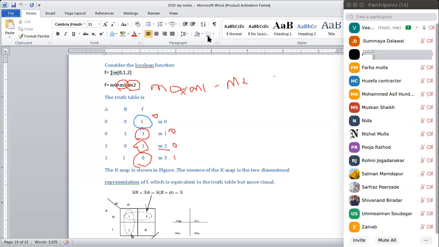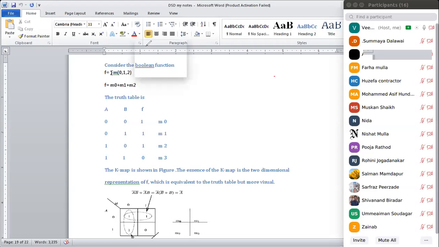However, we are not going for the product of sums here. We will take examples on product of sums also. But first, if we are clear with SOP, then it is very easy to deal with POS. So this is the truth table I have written, extracted from this function. Then the K-map is shown in the figure.